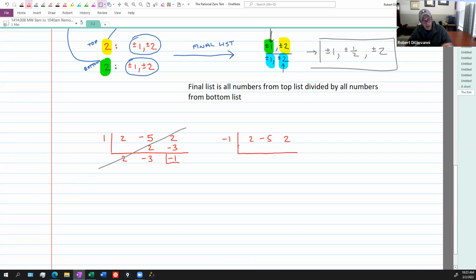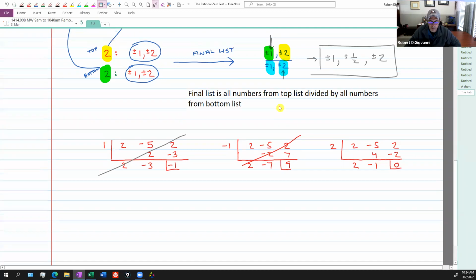Okay. Bring down the 2, that's -2, that's -7, that's 7, that's 9. That doesn't work. I'm going to skip the fraction, and I would recommend that you skip the fractions as well, because they'll be harder to work with. Let's go with 2. If we do 2, we get 2 here, we get 4, we get -1, we get -2, and hey, we got our 0.